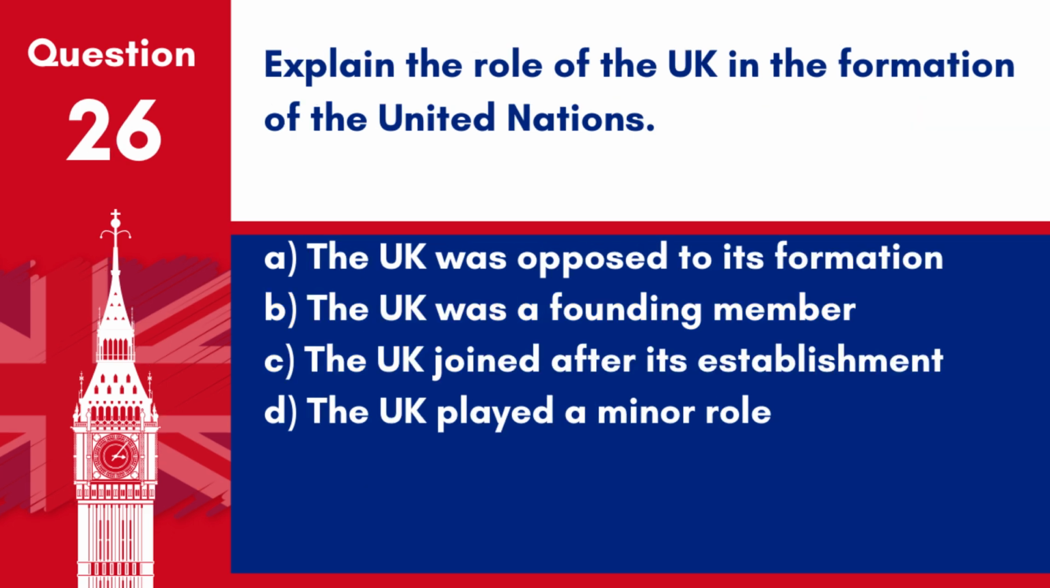Question 26. Explain the role of the UK in the formation of the United Nations. A. The UK was opposed to its formation. B. The UK was a founding member. C. The UK joined after its establishment. D. The UK played a minor role. Answer: B. The UK was a founding member. The UK played a significant role as a founding member in the formation of the United Nations.